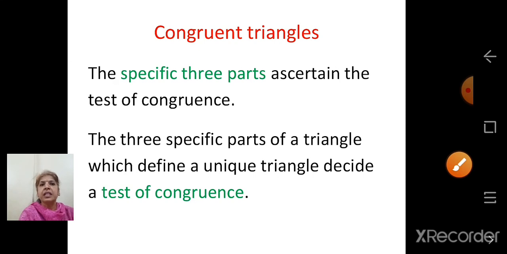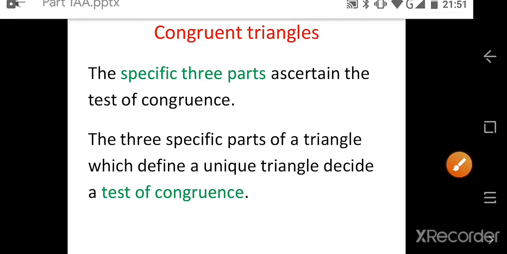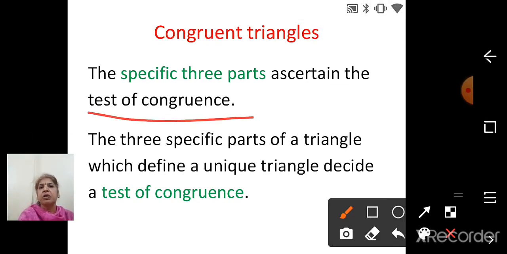The 3 specific parts determine the test of congruency. So these 3 specific parts determine the test of congruency, and we have different tests of congruency depending on the 3 specific parts. The 3 specific parts of a triangle which determine a unique triangle decide a test of congruency. So we will be studying different tests of congruency.